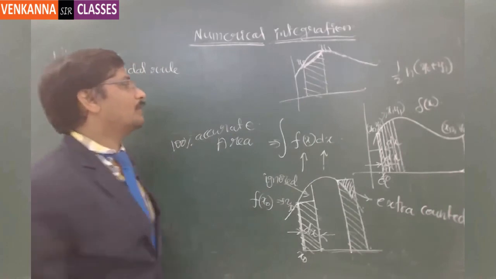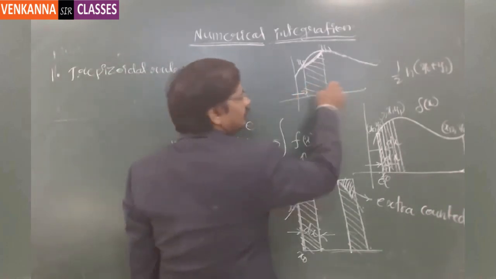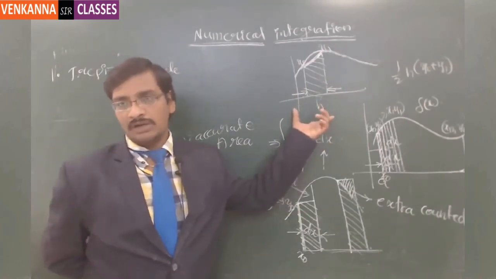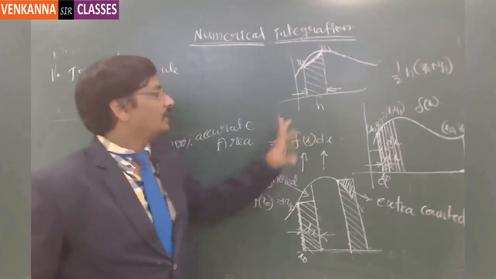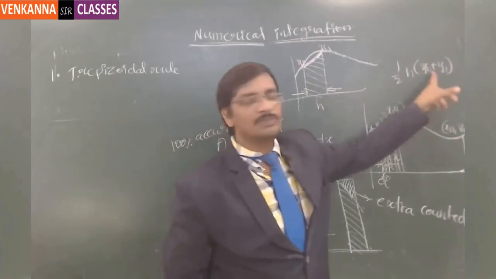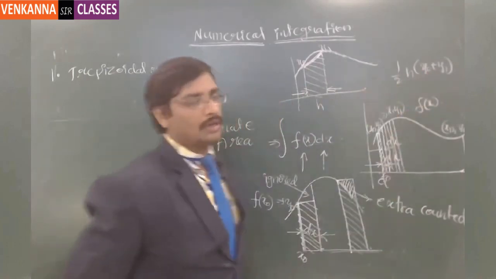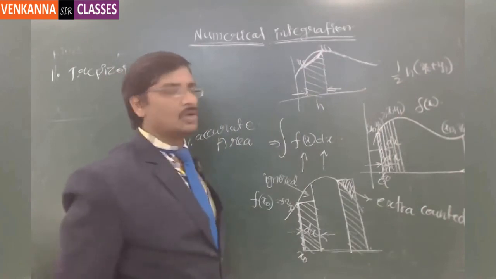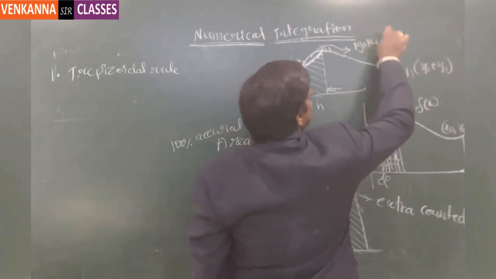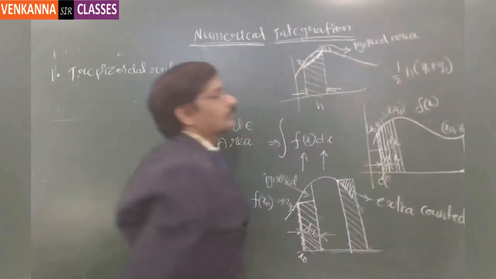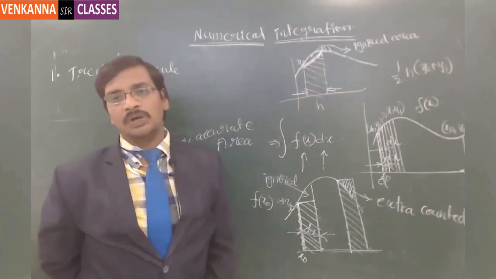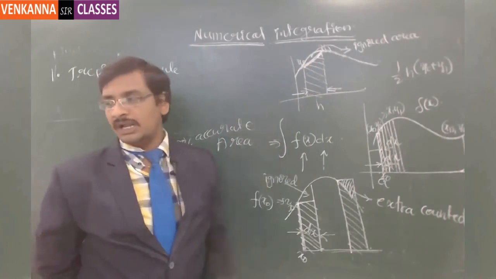So half h into a plus b, where h is this height. This small h, by definition, is the interval we are talking about. This interval height is h, the lengths of these two sides are y0 and y1, and half h into a plus b is the area of any trapezoid. So you are trying to approximate this as a trapezoid. Then here, this is the ignored area. We are not counting this top area. Ideally we should be counting it, so there is definitely a certain error in it.